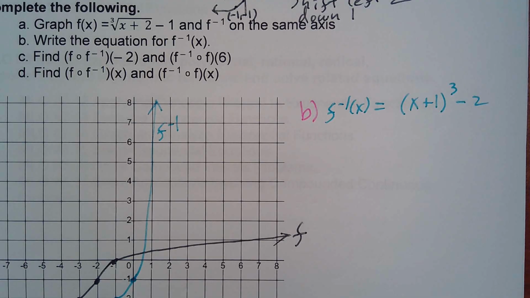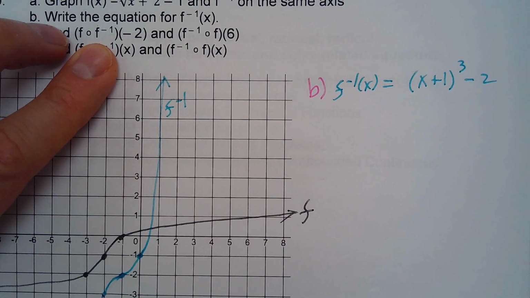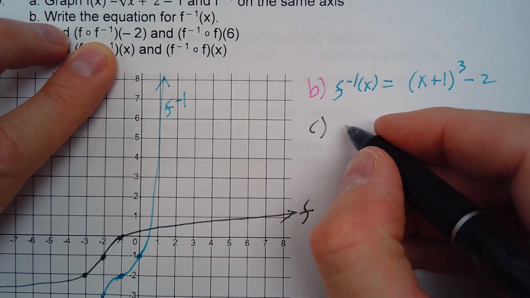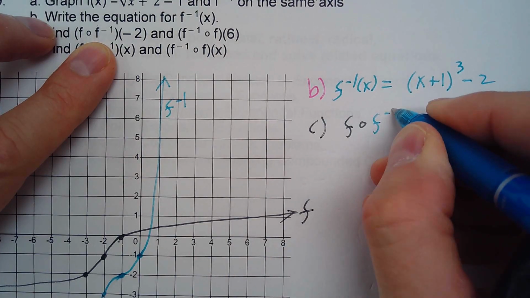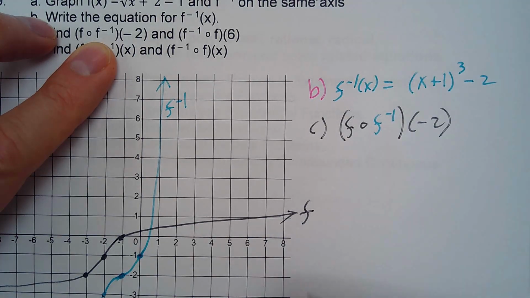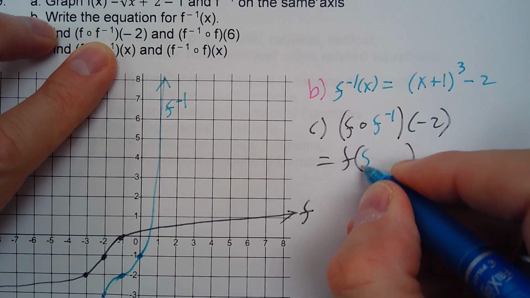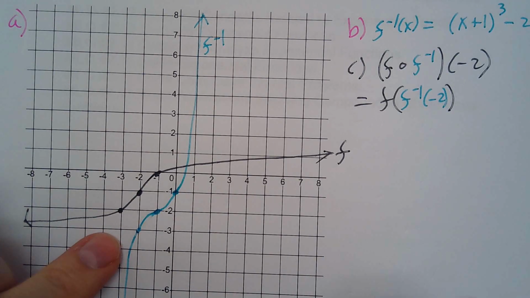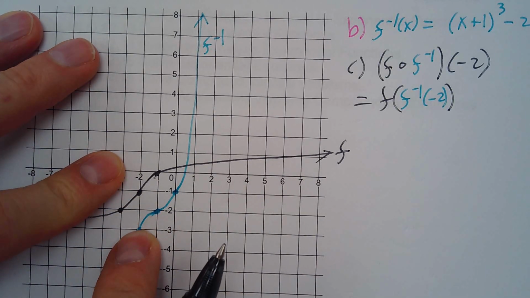Let's see if we can do it on the graph first. So I'm going to put C here. We got f is our outside function. F inverse is our inside function. And I'm doing this of -2. So let's see if we can do it on the graph here. If I look at -2 on my graph, I should get -3 as an answer.